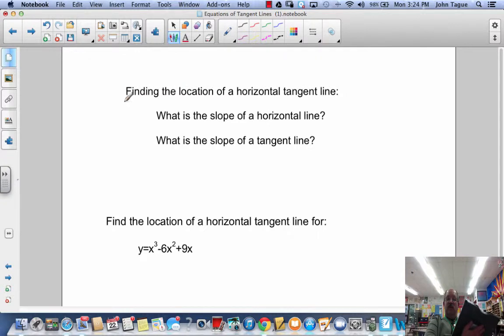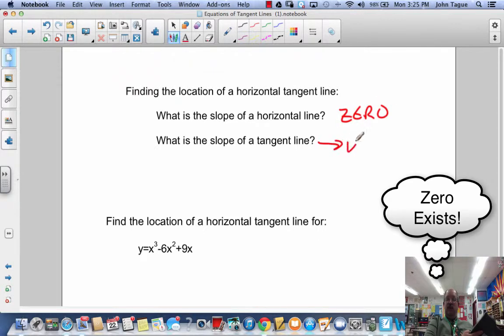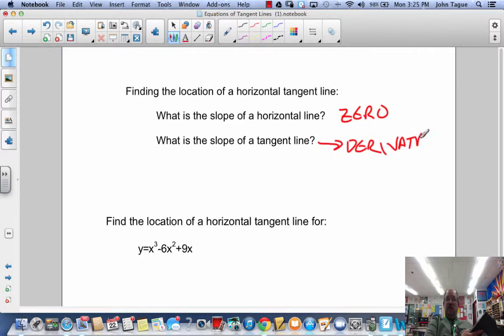Now, we want to find the location of a horizontal tangent line. And the first question is, what is the slope of a horizontal line? Oh, no. The slope of a horizontal line is 0. The slope of the tangent line is the derivative. So really what this thing is asking, if I ask for the location of a horizontal tangent line for this thing, I'm asking, where is the derivative equal to 0? How do I get a horizontal tangent line?